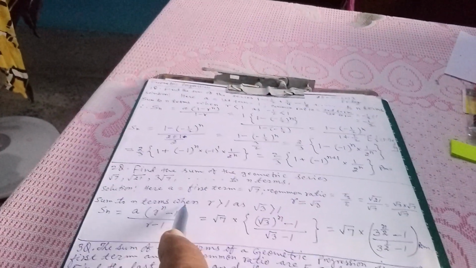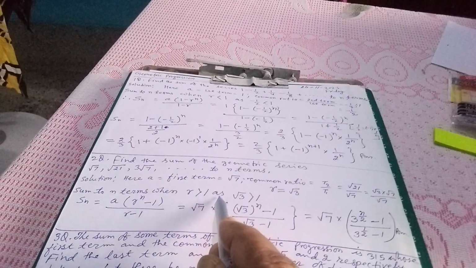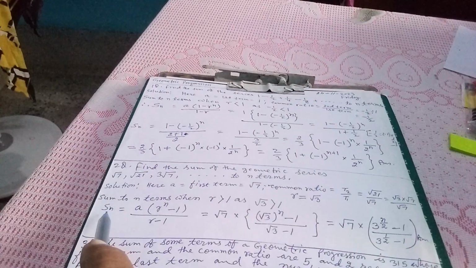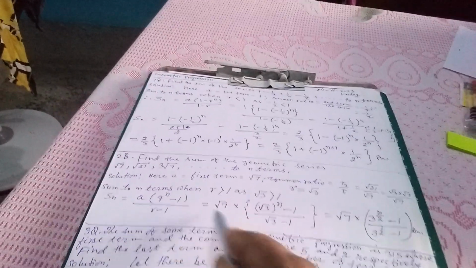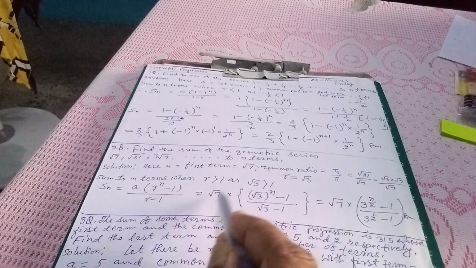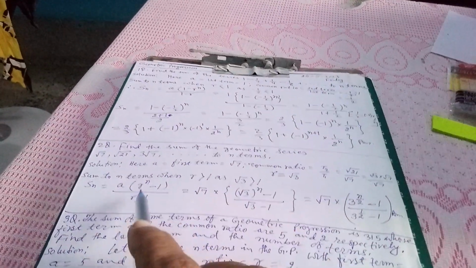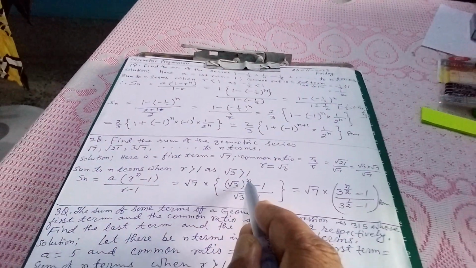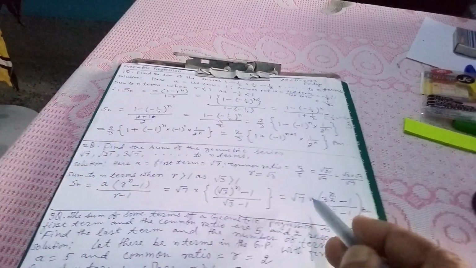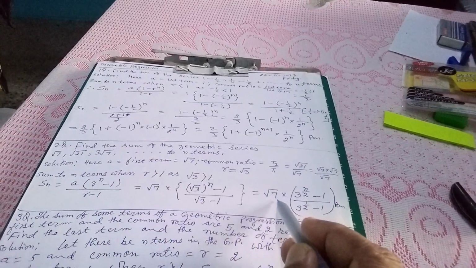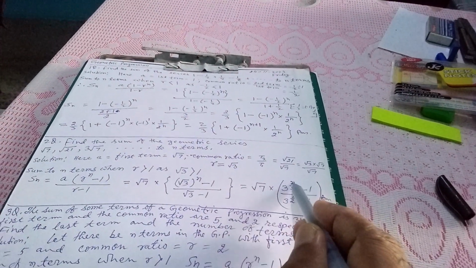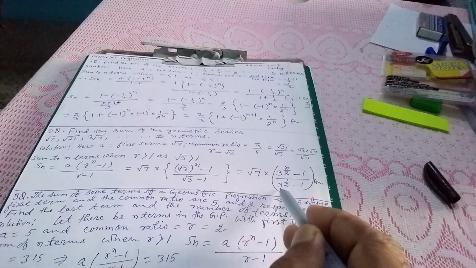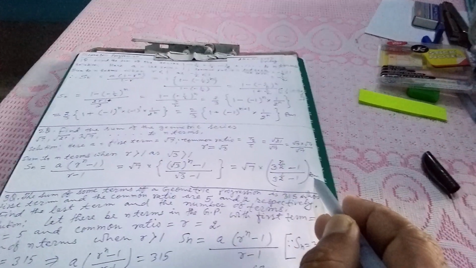And you know, sum to n terms when r is greater than 1, as root 3 is greater than 1. So Sn equals a into r to the power n minus 1 by r minus 1. The a value is root 7, so root 7 into, and the r value is root 3, so root 3 to the power n minus 1 by root 3 minus 1. This equals root 7, and root 3 means 3 to the power 1 by 2, so this becomes 3 to the power n by 2 minus 1 by 3 to the power 1 by 2 minus 1. This is our answer.